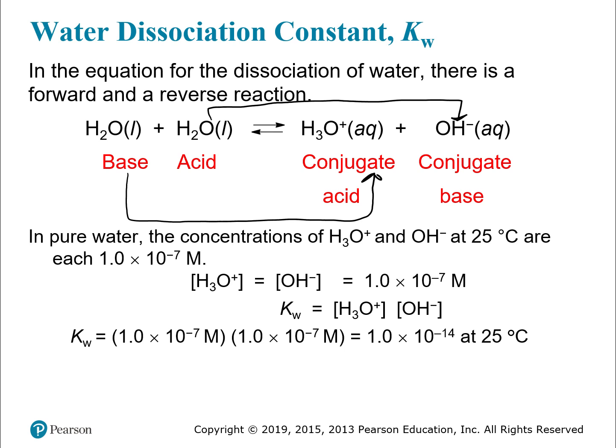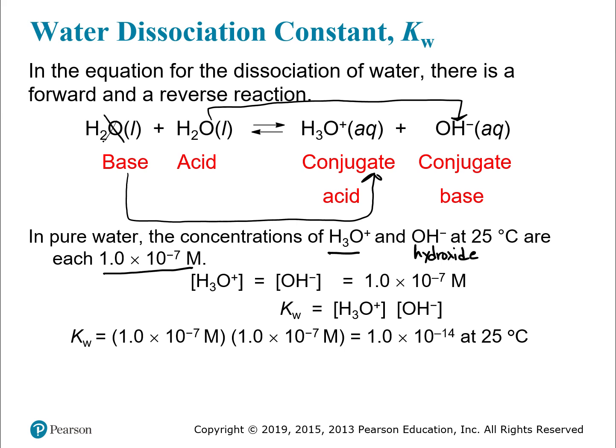In pure water, at 25 degrees Celsius, the concentrations of each the hydronium ion, which is the H3O plus, and the OH minus, that's hydroxide, both of those concentrations are 1.0 times 10 to the minus 7th molar. If we were to write a dissociation constant expression for water, well, we only include the things that are not pure liquid.